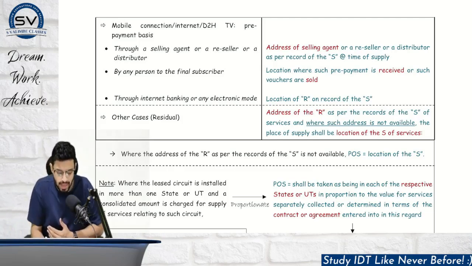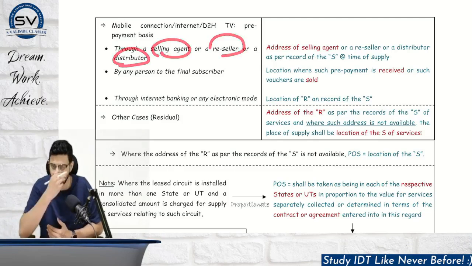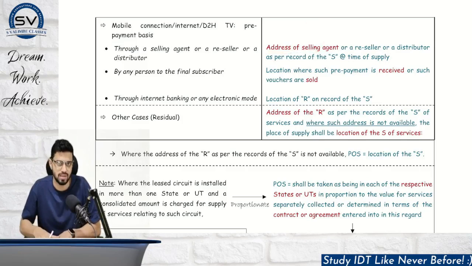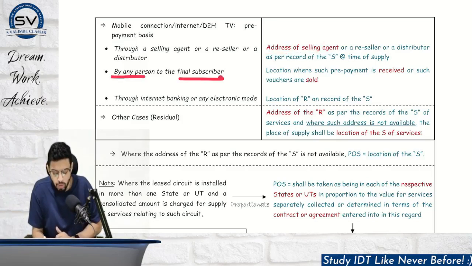If those people are selling agents or resellers of the company or distributors, then the place of supply shall be the address of such agents or resellers, because that will be available on record of the company, Airtel, Vodafone, Jio, whichever companies. If it is happening by any person to the final subscriber.